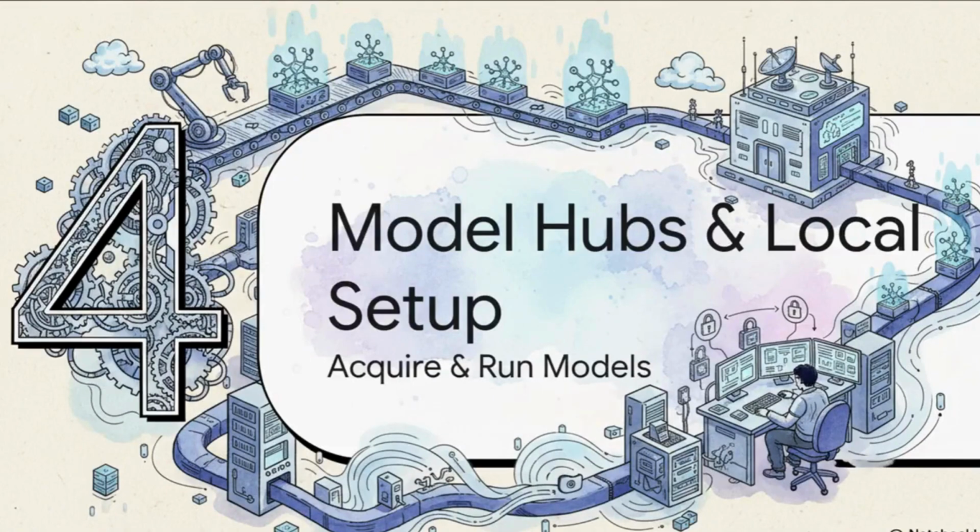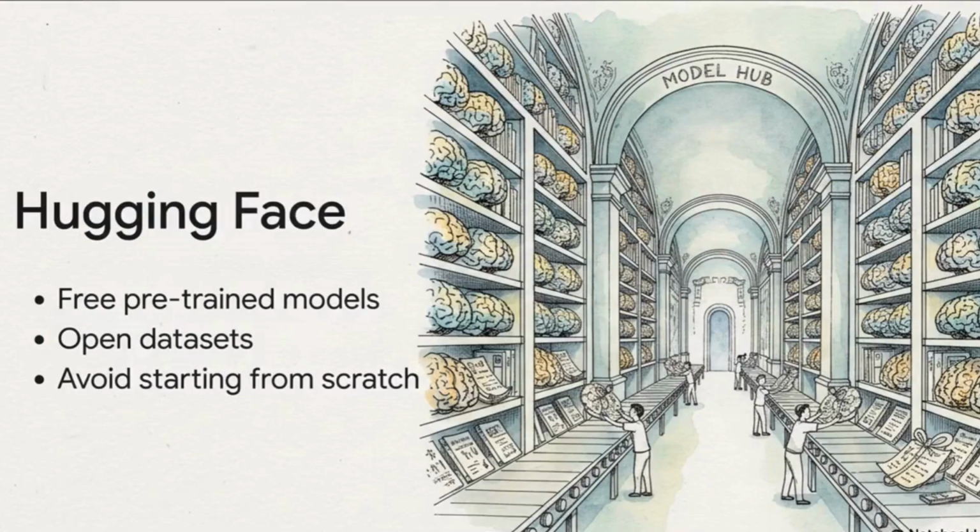On to Section 4, Model Hubs and Local Setup. Welcome to the supply chain portion of our workshop, showing you exactly where to get these models and how to run them securely. Look, if you're going to build, you need materials, and that's exactly what Hugging Face provides. It's basically the absolute central hub for publicly available pre-trained models and datasets. You can freely explore and download top-tier AI for language, vision, and audio tasks.